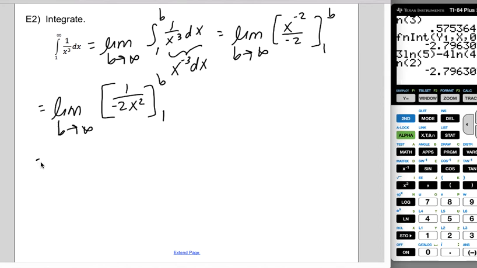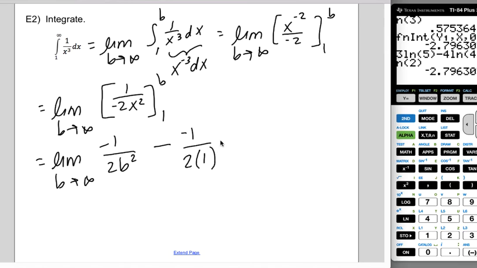So when I plug in, this is the limit as b approaches infinity of negative 1 over 2b squared, which we'll deal with in a sec, minus 1 over, and again, you can make the negative on the top or the bottom. I made it on the bottom here. Might as well make it on the top. 2 times 1 squared, right? So this thing ends up being 0 because I have a negative 1 on top of something that's infinitely large. So I'm going to get 0 plus 1/2, which is 1/2.